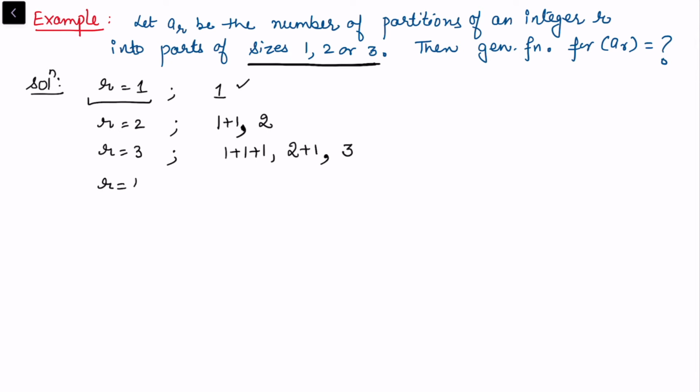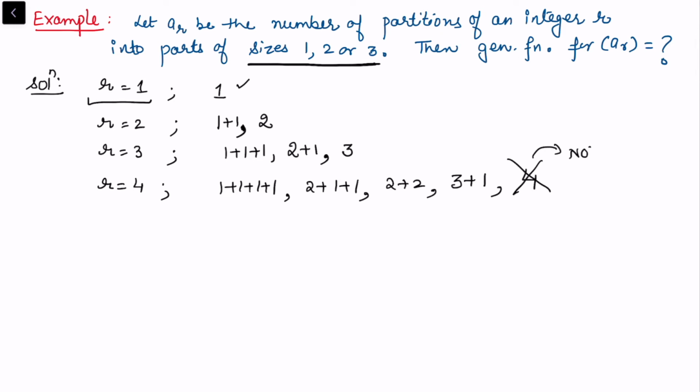If R is equal to 4, now in this case we can consider 1 plus 1 plus 1 plus 1. This partition is allowed. Then we can consider 2 plus 1 plus 1. This is also allowed. 2 plus 2 is also allowed. We can also consider 3 plus 1. But 4, this is not allowed. But earlier we have seen that 4 is a relevant partition for n is equal to 4. Now 4 is not allowed because the sizes are only 1, 2 or 3.